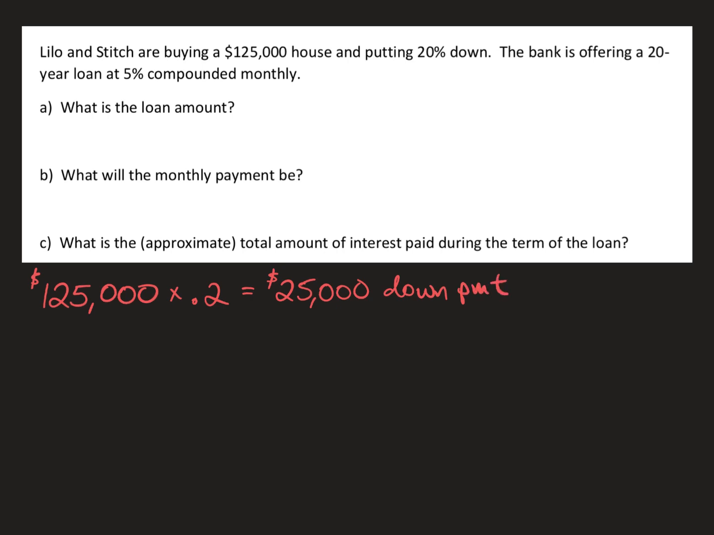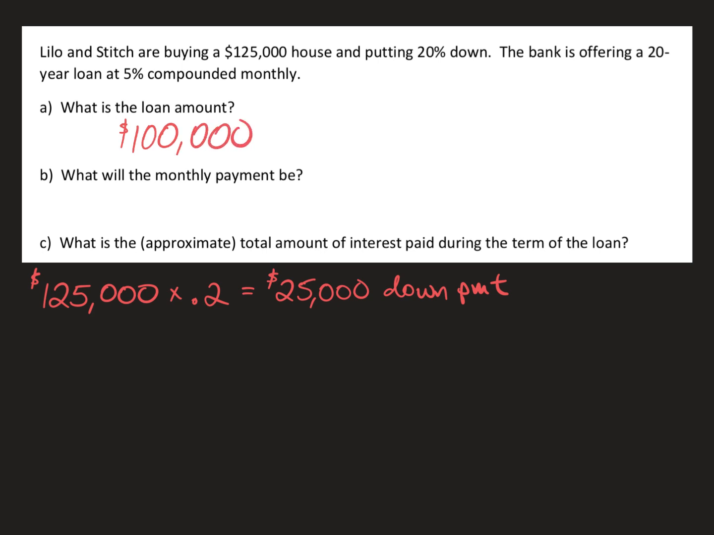From there, to find the loan amount, you can subtract the down payment away from the value of the house. So $25,000 taken away from $125,000 will leave the loan amount being $100,000.